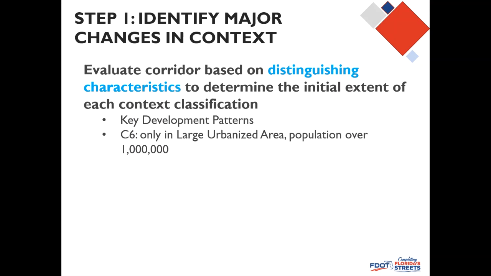If you are trying to determine whether or not something is C6, keep in mind, C6 is only applied for our large urbanized areas. That's places with a population over 1 million. There are just a few of those places in Florida. You probably already know where those are. And if you're not in one of those places, you're not a C6. So right away, you can know you're probably not going to be a C6 unless you're in one of these large urbanized areas.